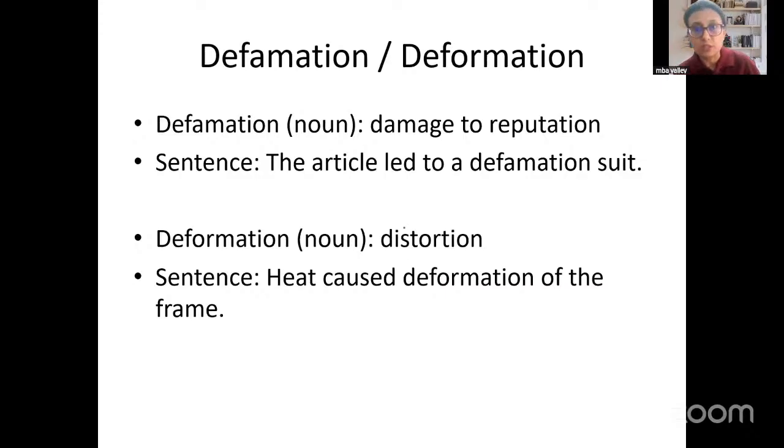Okay. Defamation. Now, defamation, I'm very sure you know this. Defamation is damage to reputation. The article led to a defamation suit. When someone spoils someone's reputation, that's defamation. Deformation is a kind of distortion. Heat caused deformation of the frame. Like sometimes when kids are born, they are born with deformed limbs. That's also a deformation. And then there is natural deformation that happens in nature, and it adds to the beauty of nature sometimes. So deformation is not always necessarily bad.